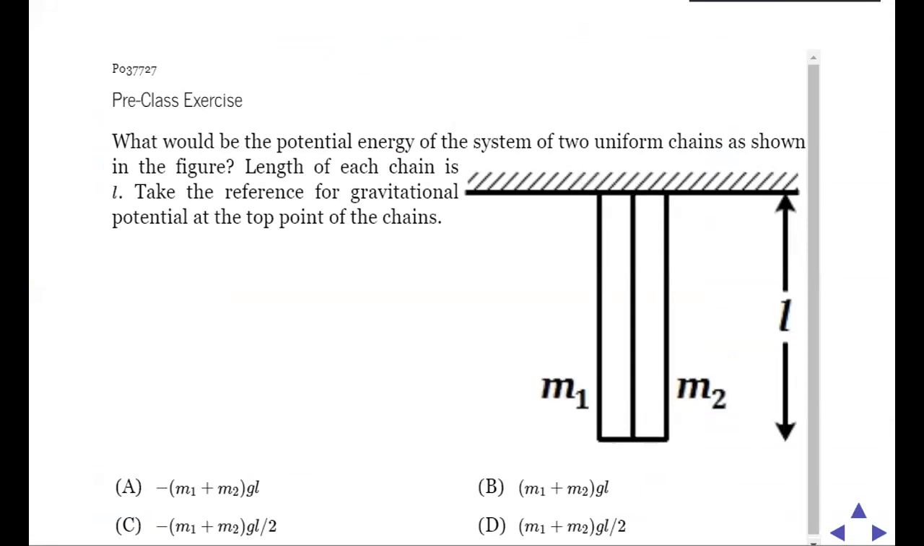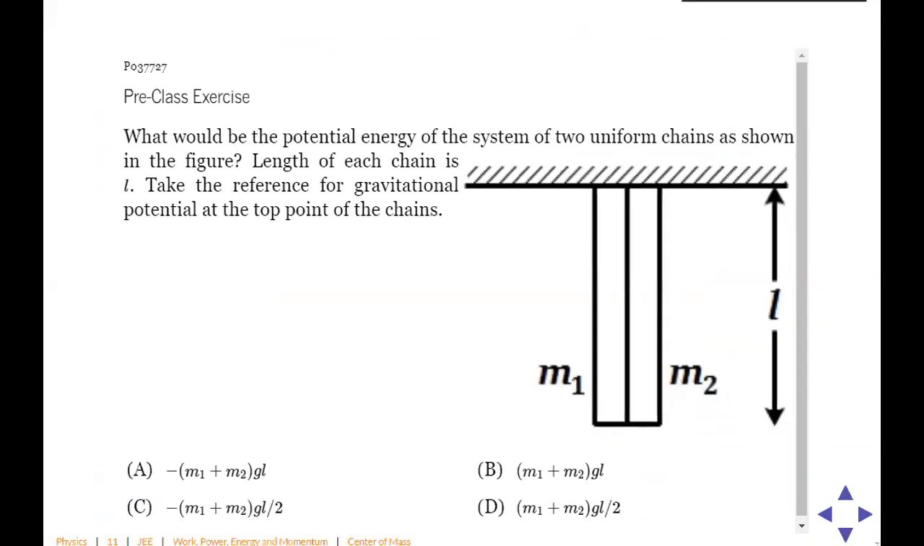Now let us try to solve this. Everyone. So what would be the potential energy of the system of two uniform chains as shown in the figure? Length of each chain is L. Take the reference for gravitational potential at the top of the point, right? Top of the point. So when you talk about potential energy, right?